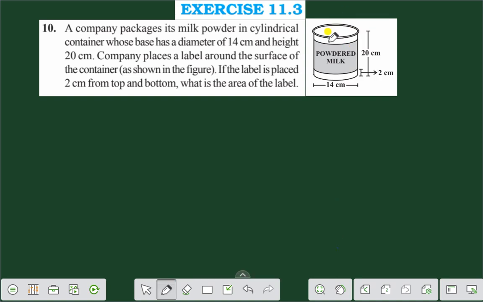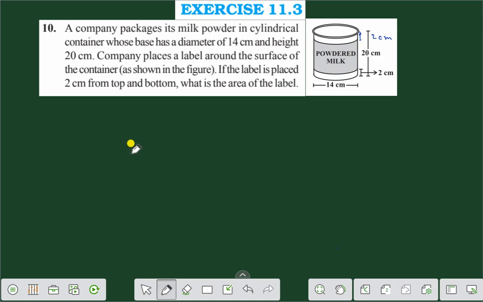Here you see, this is the label. This is 2 cm from bottom, and from top this is also 2 cm. Now from here find the height. Total is 20 cm, but the top is 2 cm and bottom is 2 cm. That is 20 minus 2 minus 2. That is the height of the label will be 16 cm.